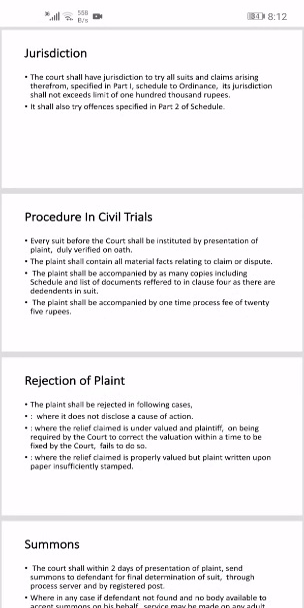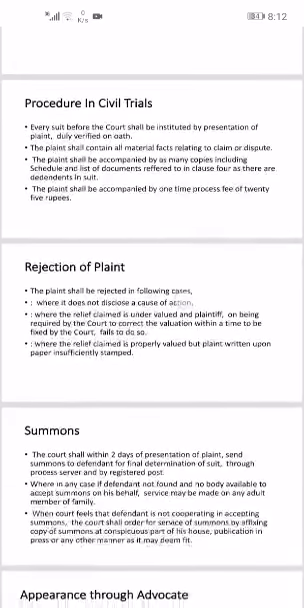Every suit before the court shall be instituted by presentation of a plaint duly verified on oath. The plaint shall contain all material facts relating to the claim or dispute. The plaint shall be accompanied by as many copies, including the schedule and list of documents referred to in clause 4, as there are defendants in the suit. The plaint shall be accompanied by a one-time process fee of 25 rupees.